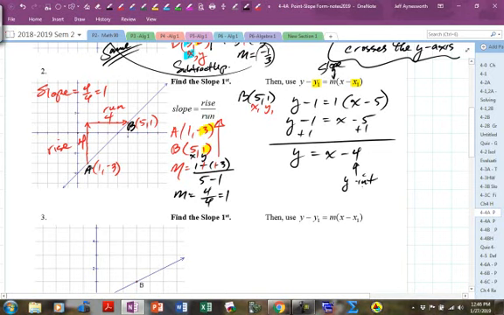So look at the graph here, guys. Look at the graph and make sure this makes sense. And so the y-intercept at -4, or 0 comma -4.